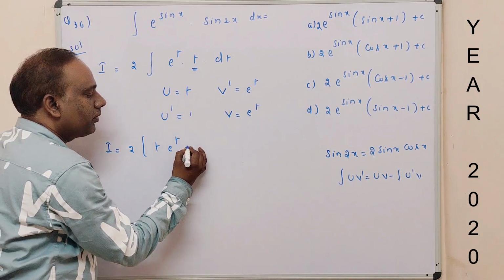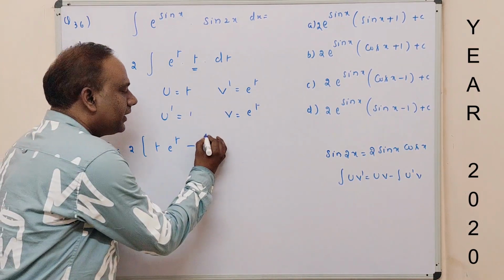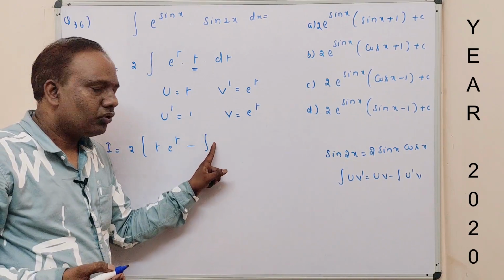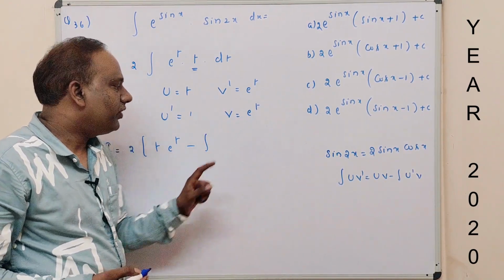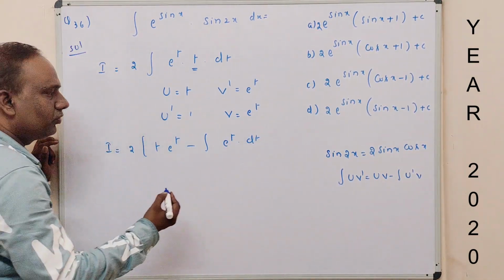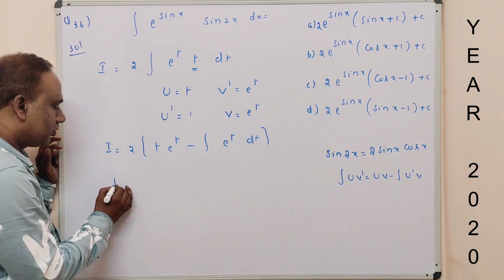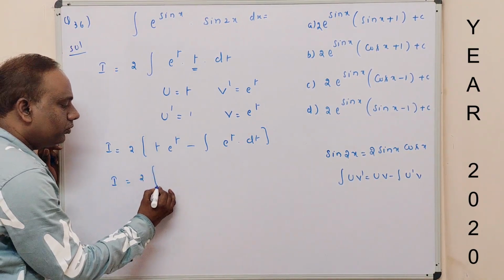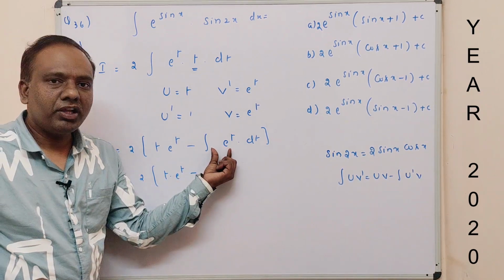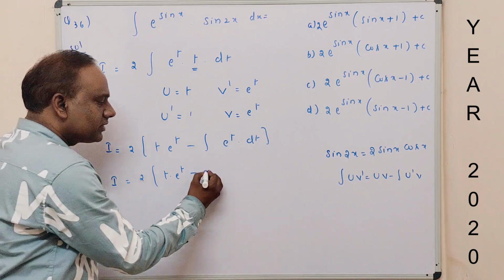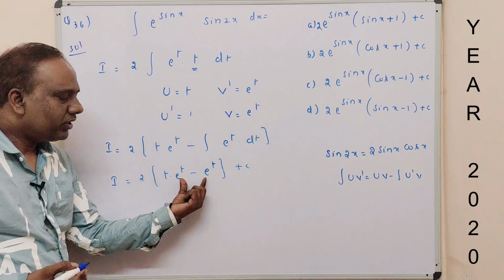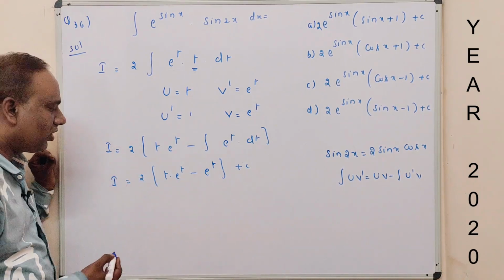t into e power t minus the integration of u dash v. Here the u dash value is 1, so no need to write 1 here, and v is e power t, into dt. Now, I is equal to 2 into, here t into e power t minus the integration of e power t. The integration of e power t is e power t plus c. Here e power t is common. You take e power t common here.